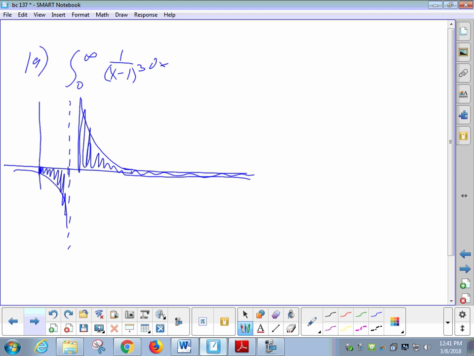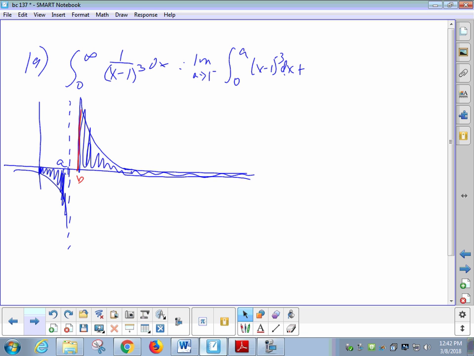So, first and foremost, we'll need a limit at A, representing the approach from 1 from the left. So I'm going to call this the limit as A approaches 1 from the left, from 0 to A, of x minus 1 to the negative third. Cool? Then I would need to create a B that can approach 1 from the right.